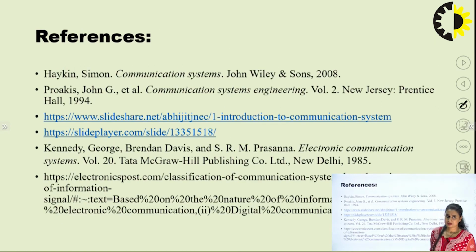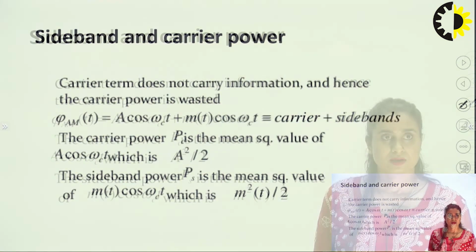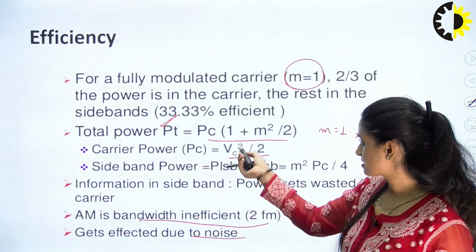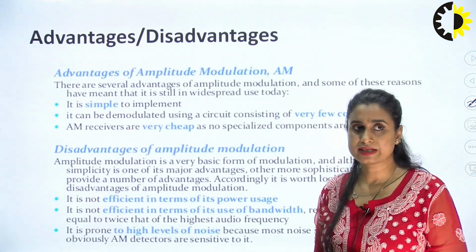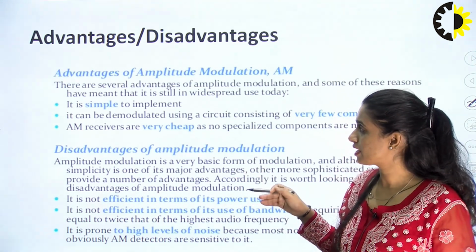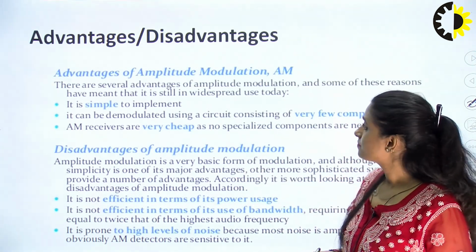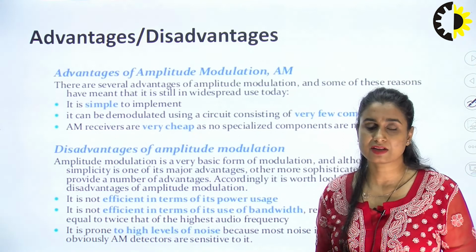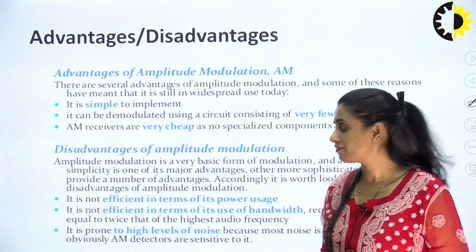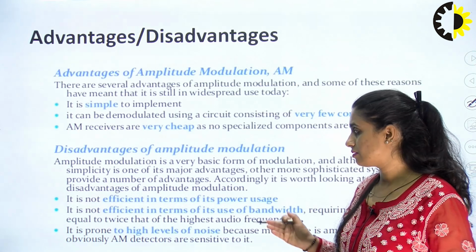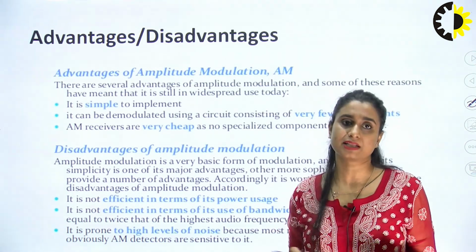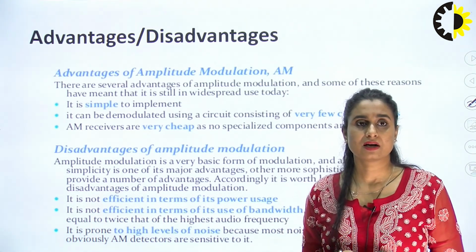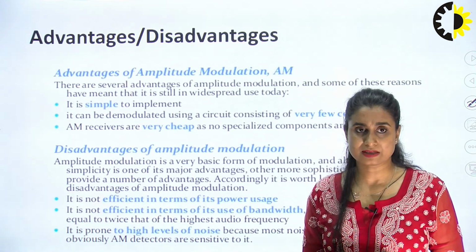As in the previous slide, we have discussed the carrier power. So these are some advantages that we have already discussed about AM. It is simple to implement, right? It is a conventional, cheap kind of modulation. If I talk about disadvantages, it is bandwidth inefficient, it is power inefficient, and it has a high level of noise, as most of the information is contained within the sidebands.